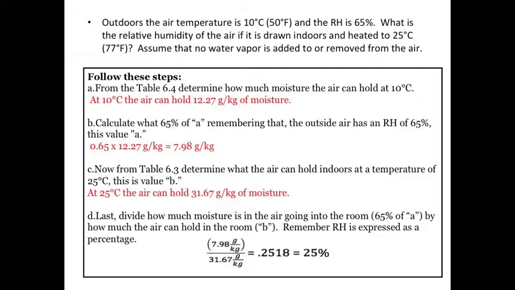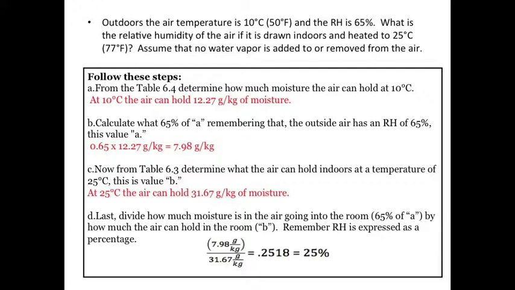First, from Table 6.4, determine how much moisture the air can hold at 10 degrees Celsius. At 10 degrees Celsius, the air can hold 12.27 grams per kilogram of moisture. Next, calculate what 65% of A is, remembering that the outside air has a relative humidity of 65%, this value of A.